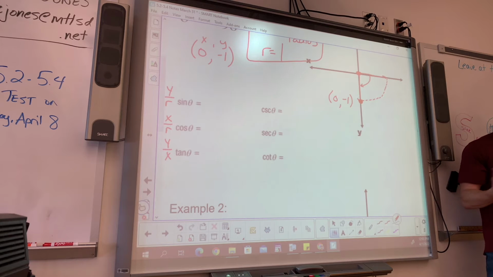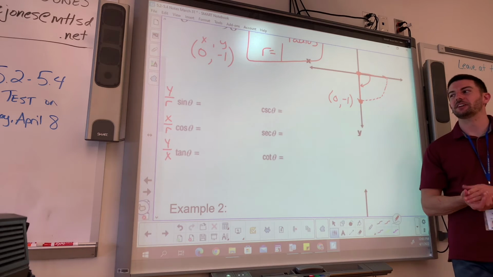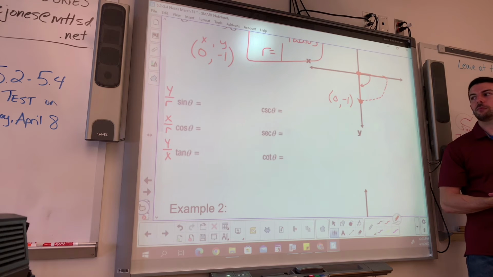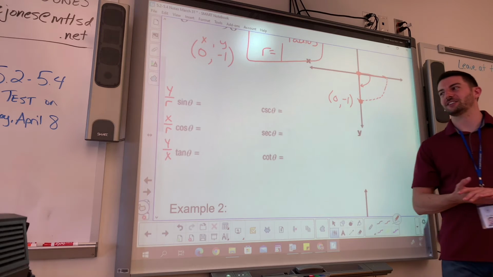Is this making any sense? It's really tough. This is getting deep into it here. But yeah, this is kind of where we're headed with trig. There's no other direction to go.